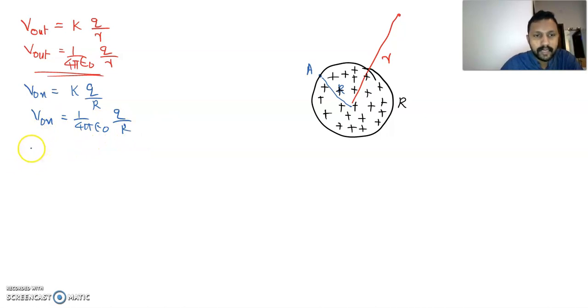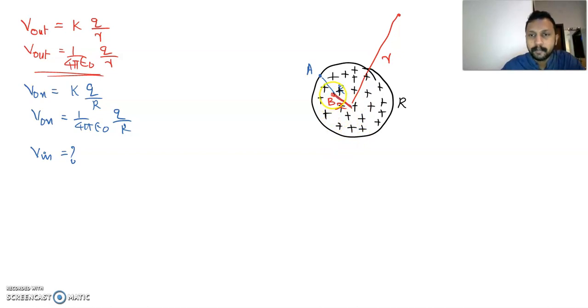Then let's find out the potential inside the non-conducting uniformly charged sphere. For that, we have to consider a point B. Look here carefully, this is a little bit trickier. This is the point B. The distance from point B to the center of the sphere is x.